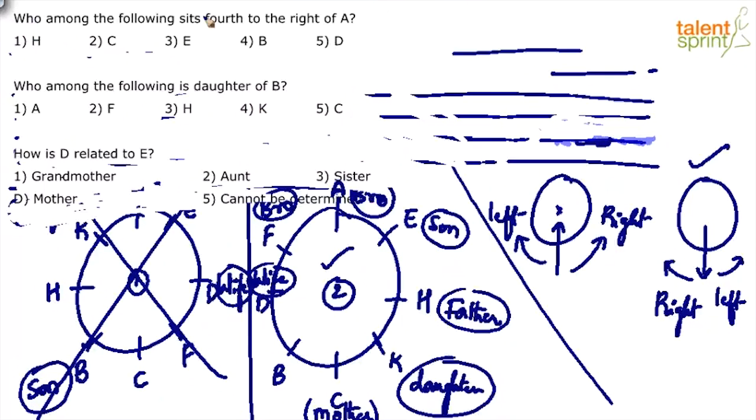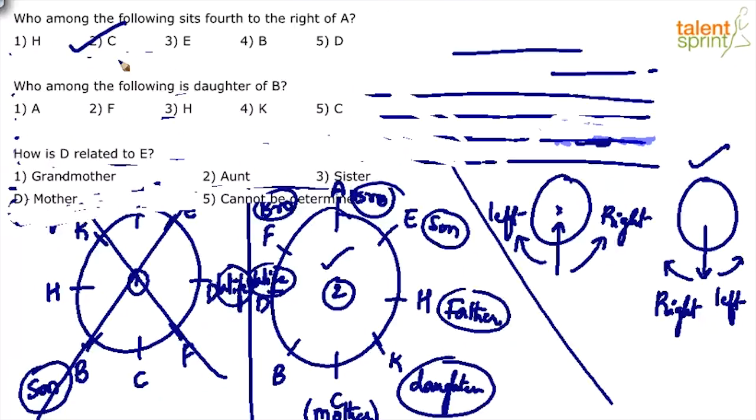First question, who among the following sits fourth to the right of A? Who among the following sits fourth to the right of A? Now A is seated here. What is right, clockwise or anti-clockwise? Clockwise. So go in the clockwise direction. Fourth to the right of A. First, second, third, fourth. Is C the answer? Yes, C will be the answer. You getting it? Option 2 will be the correct answer. Fourth to the right of A is C.